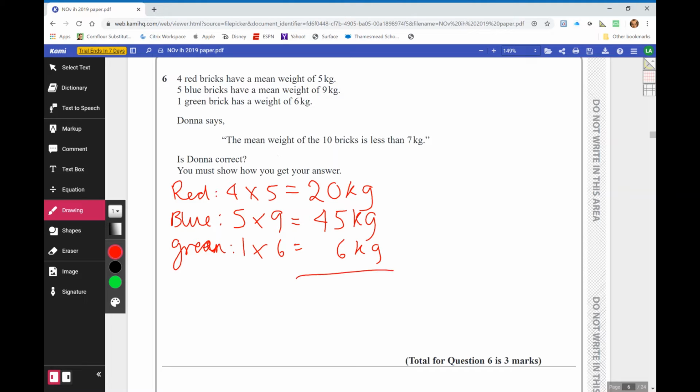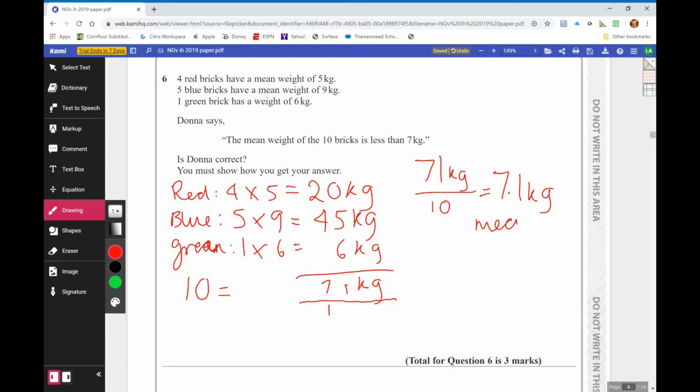All right. So we've got 3 colours, and if we just add them together, all my bricks add up to 71 kilograms, and there are 4 bricks, 5 bricks, and 1, so there is 10 bricks in total. So all my 10 bricks equal 71 kgs. So if I then say 71, which is my total, I divide that by 10, I would get 7.1 kgs as my mean. And you can see what Donna's saying, the mean weight of the 10 bricks is less than 7 kgs.